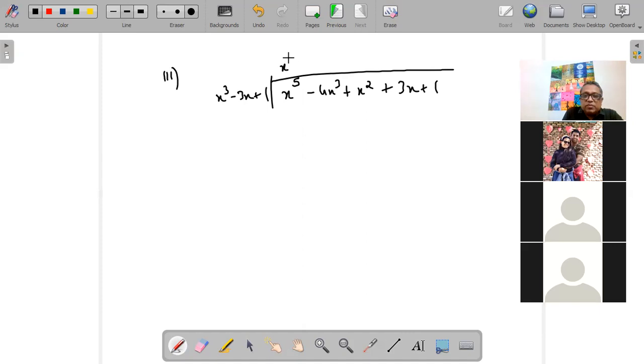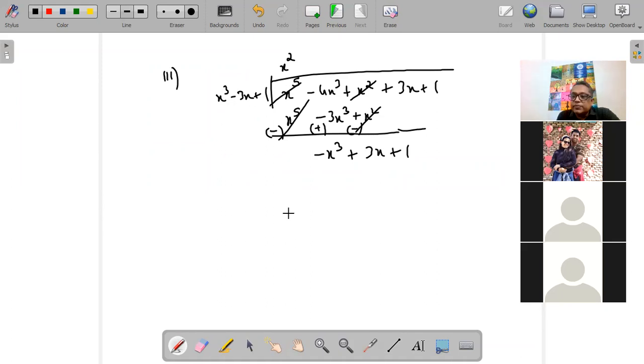So x³ will be multiplied with x². You will get x⁵. Minus 3x into x², we will multiply these two, we will get minus 3x³, right? And 1 into x², you will get x². Step number 1: you multiplied x³ with x², x⁵ came, minus 3x into x², minus 3x³, 1 into x², x². Now change the signs. Everything plus, I made minus; minus, I made plus. This got cancelled. Minus 4 plus 3, you get minus x³. x² also got cancelled, plus 3x plus 1 I wrote as it is from above.